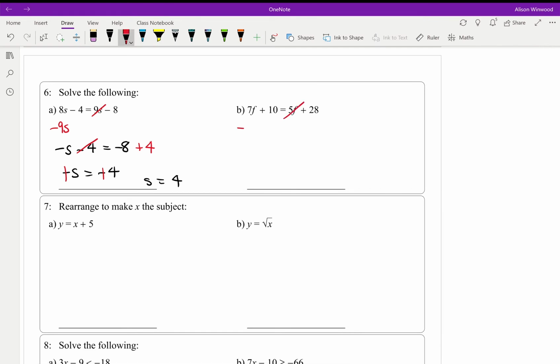Move all the f's to the left. Subtract and divide.